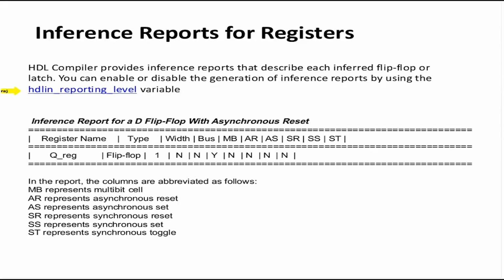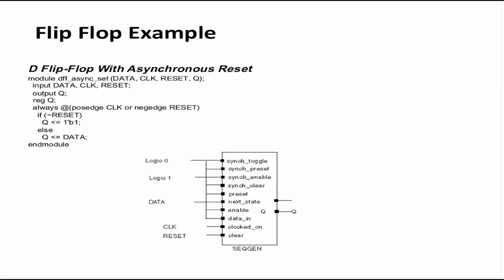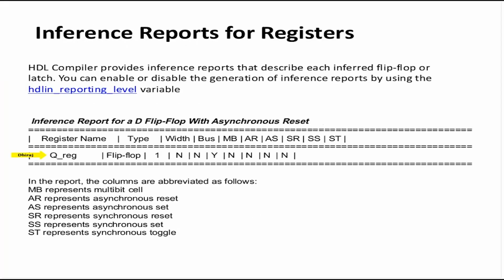So what do you do? You read in the RTL, and wherever you expected a latch or a flip-flop, you look at this report. As soon as it reads this module, it knows Q is a sequential element. So it will add the suffix underscore reg to the name to show that it's a register. So it will say the register name is Q_reg. It will tell that the type is flip-flop. If it inferred a latch, the label here would be latch.